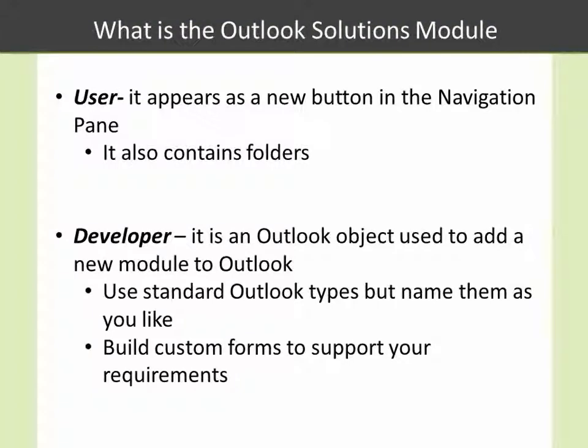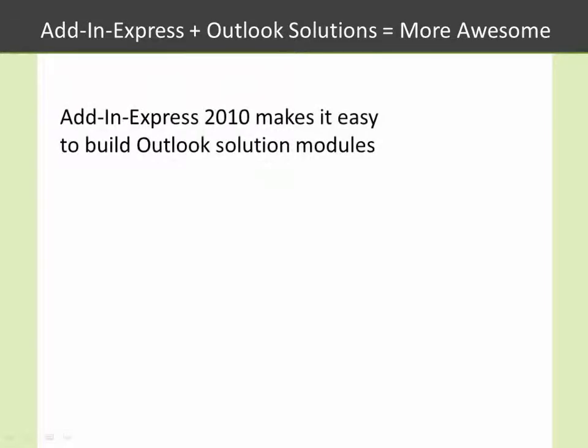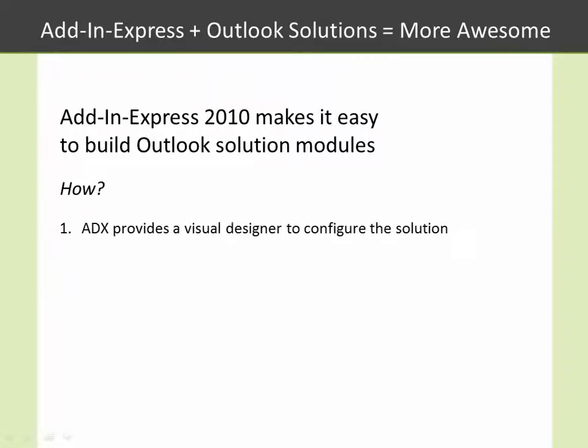Now combine all of this with Add-in Express, and what you're going to have are Outlook solutions that are more awesome. The key point I want to leave you with before we go into a short demo is that Add-in Express 2010 makes it easy to build Outlook add-ins that utilize the Outlook Solution module. And how does it do this? Well, it does it by doing something that Microsoft did not do, and that is provide a visual designer that you can use to configure an Outlook Solution module. With Microsoft out of the box, you have to do it all via code. You have to add the solution module to your add-in, and then you have to add the folders each time it runs. So when your add-in starts up, you'll have to add the folders and configure them, etc.